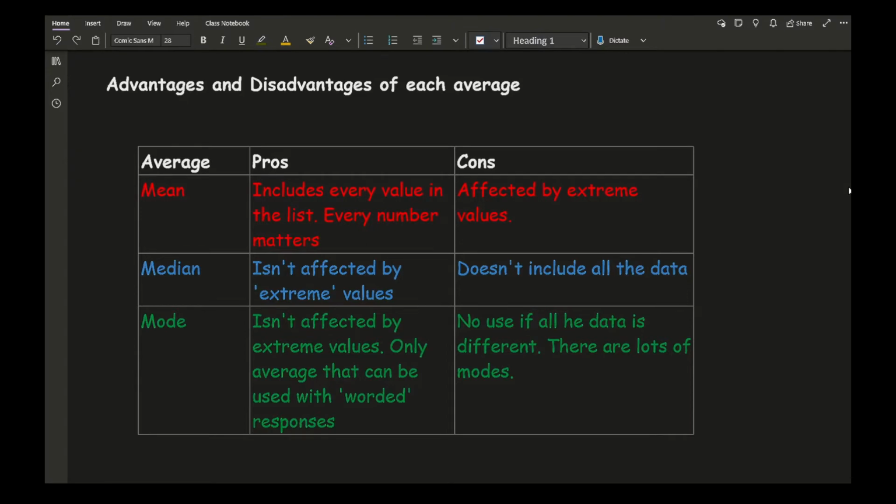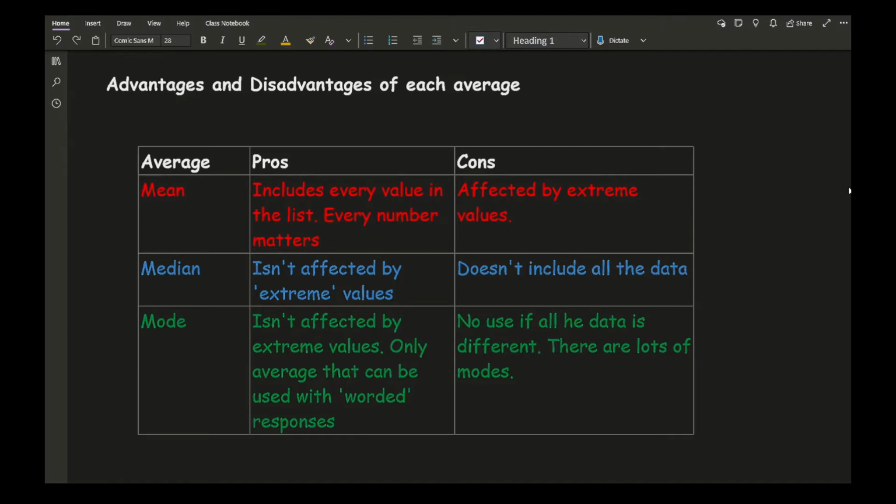So when we're looking at the mean, the positive is that it includes every value in the list. In other words, every number is going to contribute to the calculation of working out the mean. However, a con of using the mean is that it is affected by extreme values. So if you've got ridiculously high numbers or ridiculously low numbers in your data set, then obviously the mean is probably going to be affected and is not going to be a good choice of average to use.